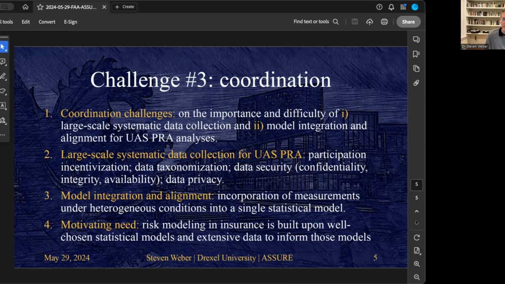Now, why do you want to do this in the first place? Well, what you want to be able to do in the end is integrate data from many different ConOps, over many different settings, in many different environments, with many different platforms, and have a way of leveraging those different measurements into overall statistical models that inform the parameters that are going to be essential to any type of probabilistic risk assessment scenario or simulator.